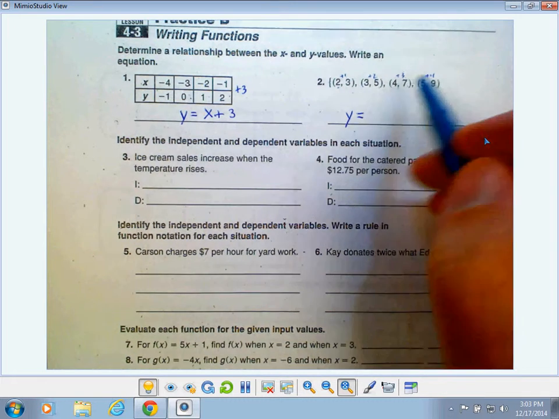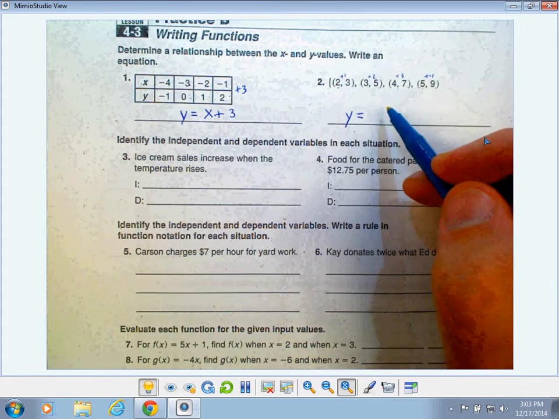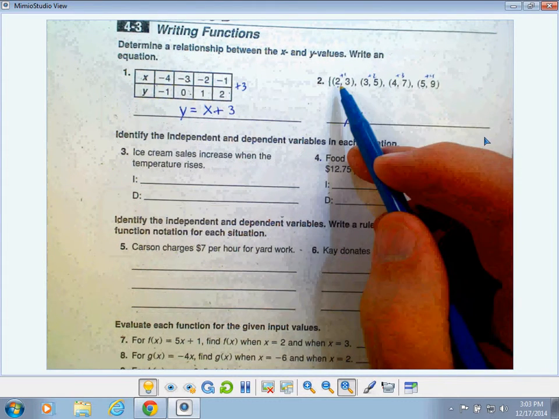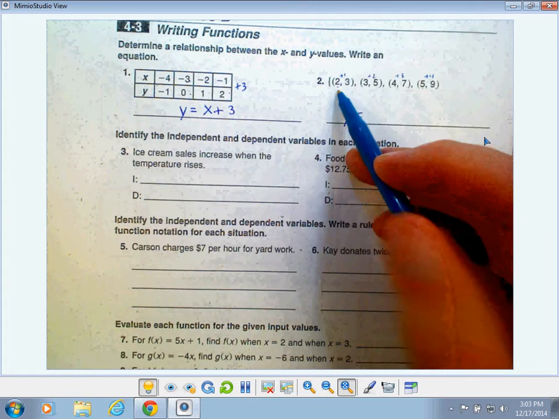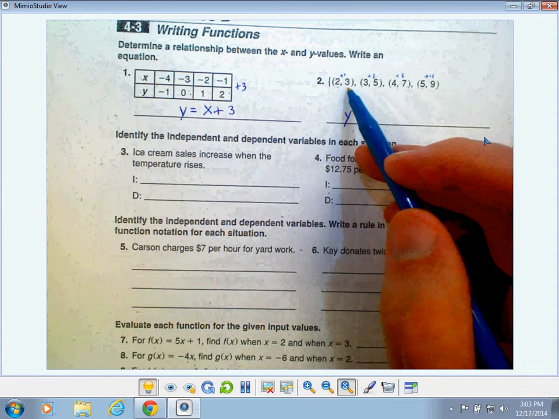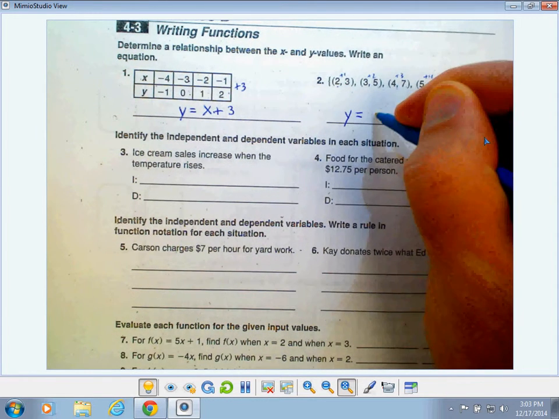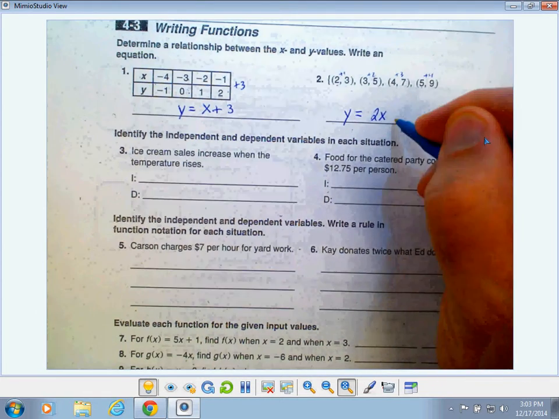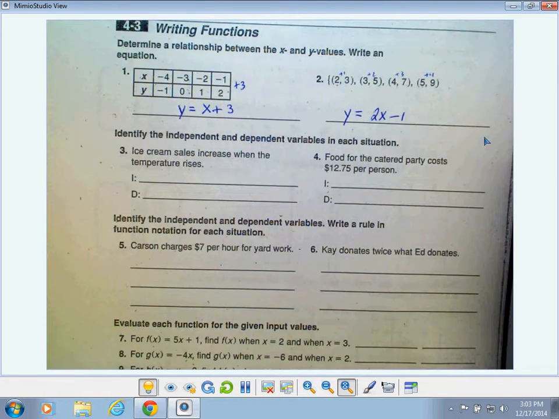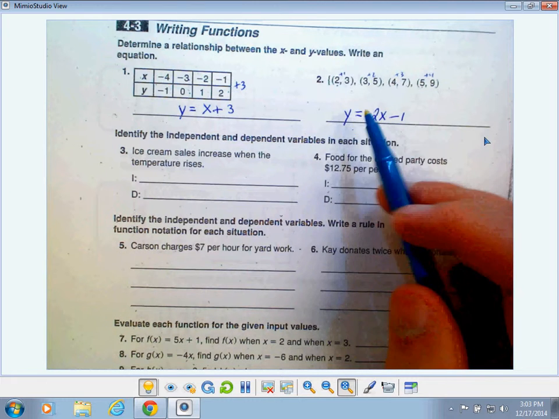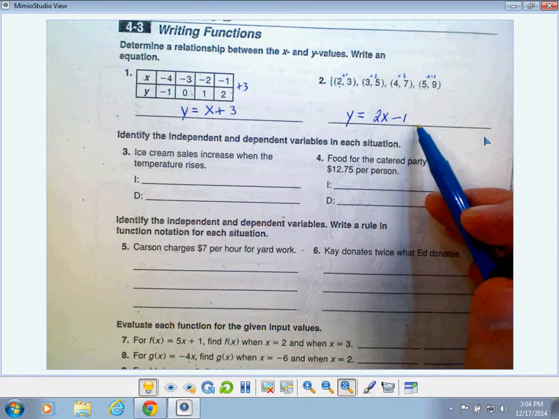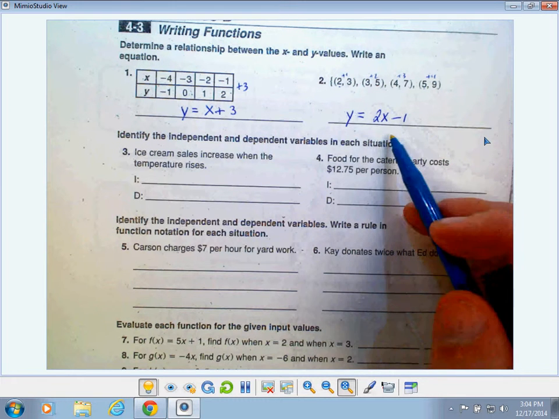So it looks like the pattern that goes on here is a little more complicated than number 1, but it's to take x times 2 and then subtract 1. So saying x times 2, usually we write it as 2x and then subtract 1. So once again, how do we get y? Well, we get y by taking x and multiplying it by 2 and then subtracting 1. That's exactly what our equation says.